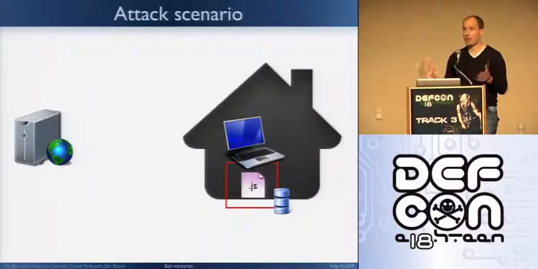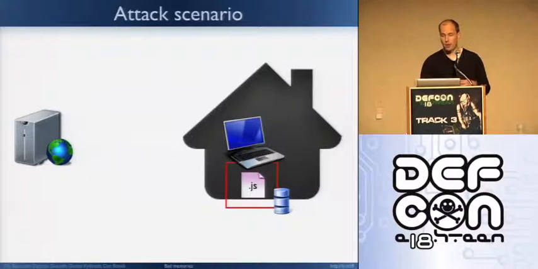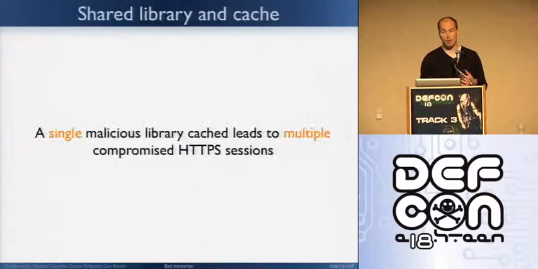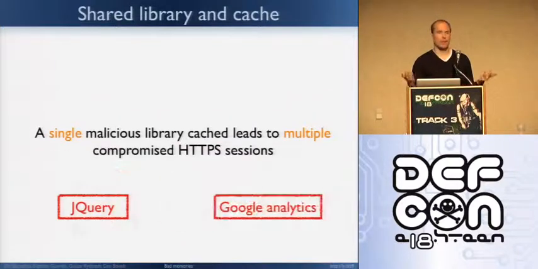Doesn't matter if you move to any location, as long as you didn't clear your browser cache, it will be in effect. And as I said, a single library is used by many websites, which is what makes this attack so powerful. Google Analytics is used by many, many websites. jQuery over the Google CDN is used by many, many websites. So if an attacker is able to inject one of these libraries to you, he's going to compromise a lot of your HTTPS sessions. So you might say, hey, there is a defense against that, right? What is the defense against this one?